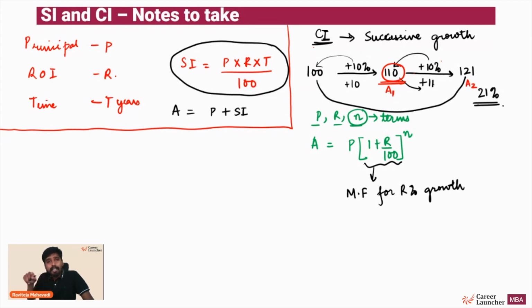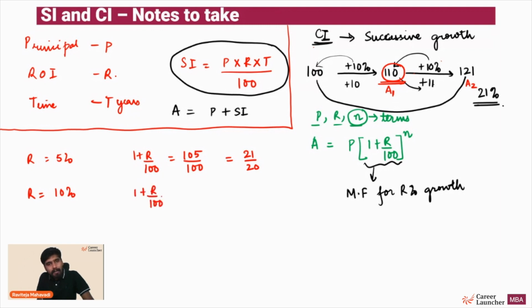So we need to keep certain multiplication factors handy with us. What are those? Let us say that the rate of interest is 5%. What will be 1 plus R by 100? It will be 105 by 100. You either write it as 105 by 100 or as 21 by 20 to reduce the effort in calculation. Similarly, if the rate of interest is 10%, 1 plus R by 100 comes down to 110 by 100, which is 11 by 10.